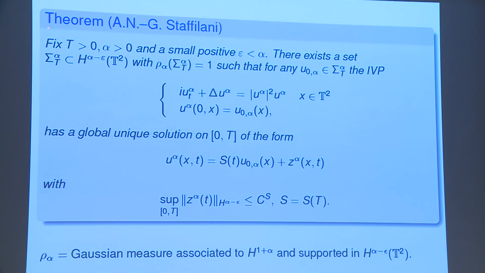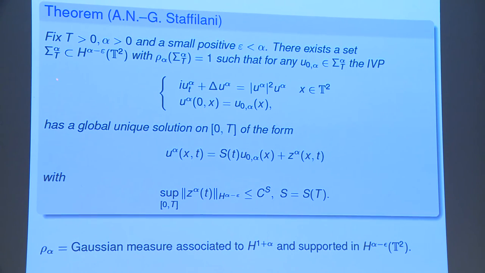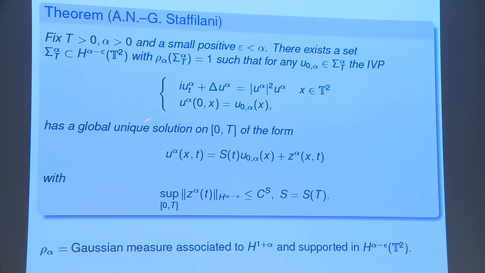And so the theorem says that if you give me any large t and any alpha positive and some epsilon, then there exists a set, and this is the Gaussian measure. There is no Gibbs measure, but you always have a Gaussian measure associated to the 1 plus alpha regularity, which means that you're forming this with the derivative to the alpha square instead of the gradient, you put the gradient 1 plus alpha square, and the support is here. So there exists a set with measure one such that you can continue this to a global solution, and it has this form. Okay, so that's the global result.